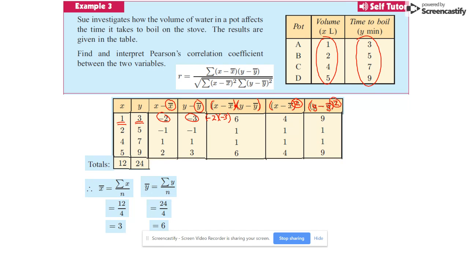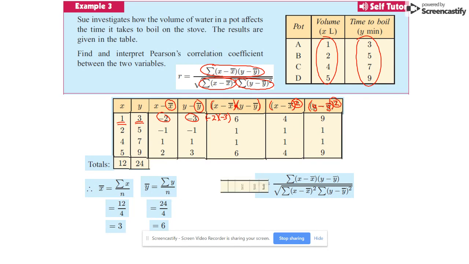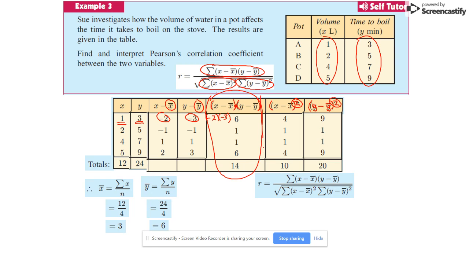So here are the last few steps. We need to do some sums, we need to add up some of these columns. You'll notice in the little formula here, there are 3 sums that we need. So the sum of this column, and this column. Then we're going to take those sums and plug them into our formula.